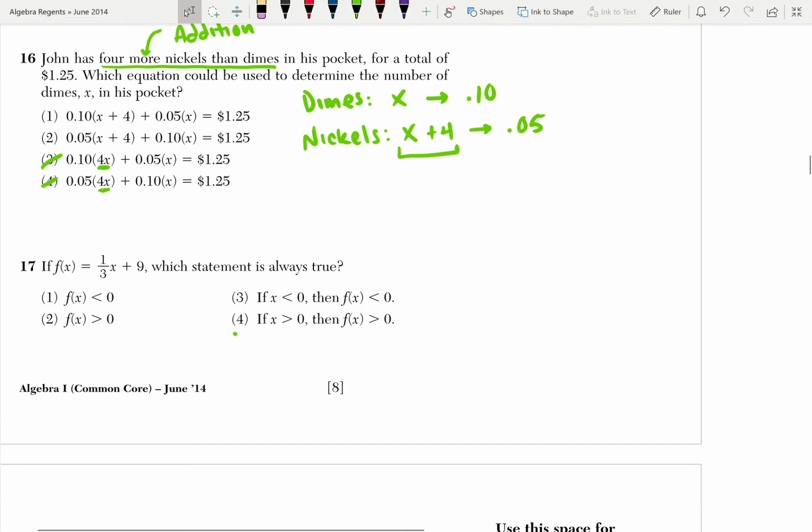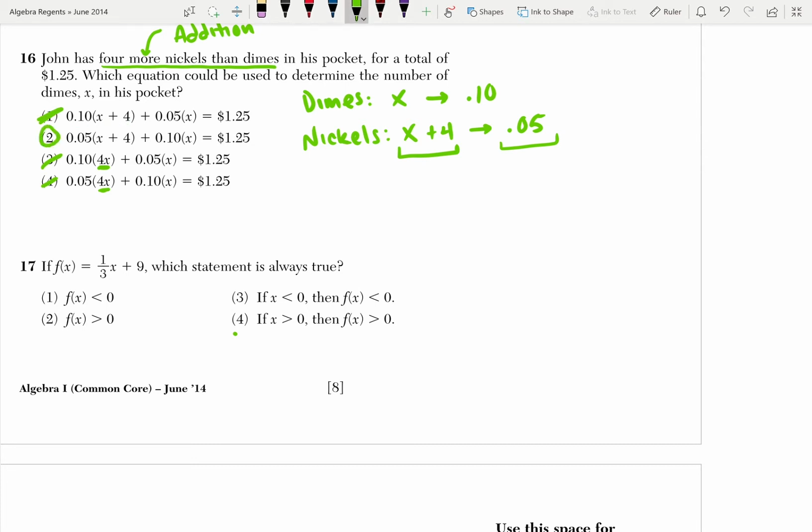Okay, so let's look at options 1 and 2. Again, we said x should be associated with 0.10, 10 cents, because that's the number of dimes he has, and nickels is x plus 4, so that should be associated with 0.05 or 5 cents. So let's look to see if that's true in any of these. So here we see 0.10 and x plus 4. Right? We said x plus 4 should be with 0.05. So this one is wrong, leaving us with 2.